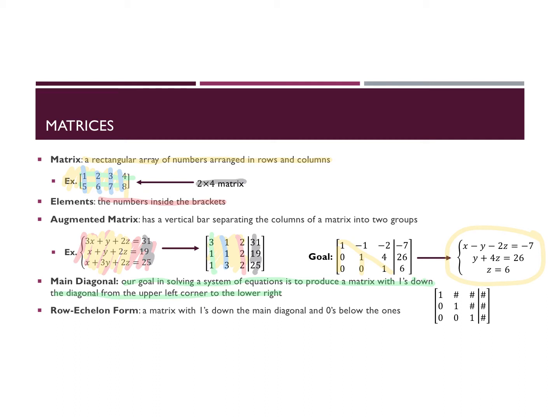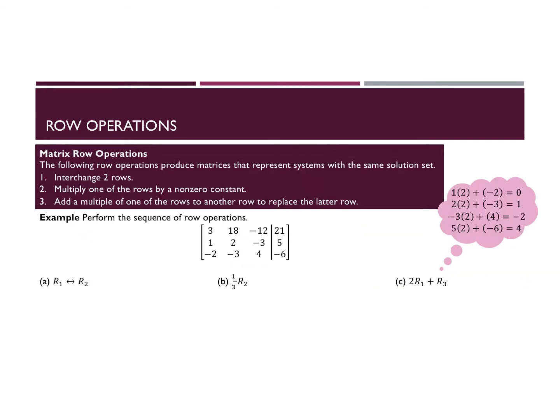And row echelon form is a matrix with ones down the main diagonal and zeros below those ones, as we see in our illustration. So just like with systems, we have matrix row operations. Just like with systems of 3 unknowns, we can interchange 2 rows or 2 equations. We can multiply one row by a non-zero constant. And we can add a multiple of one of the rows to another to replace the latter of the 2 rows.